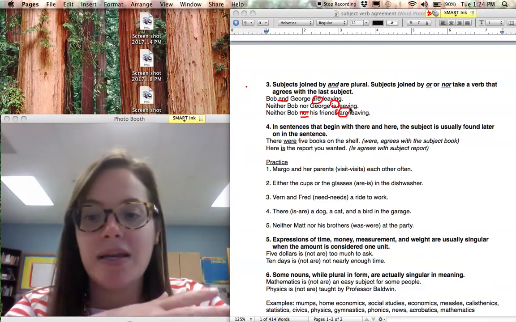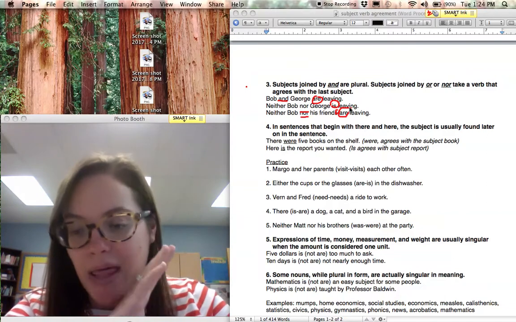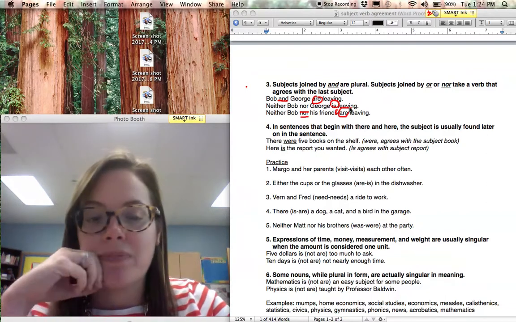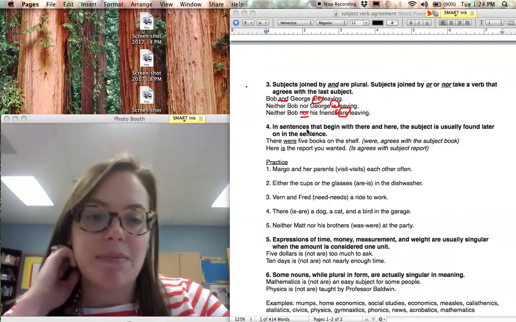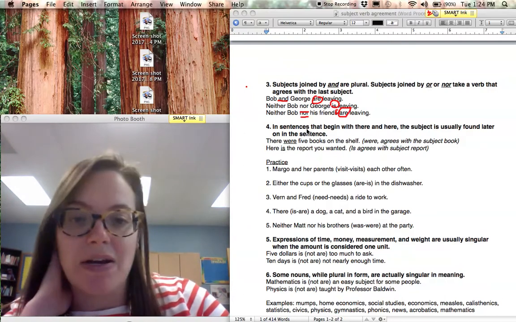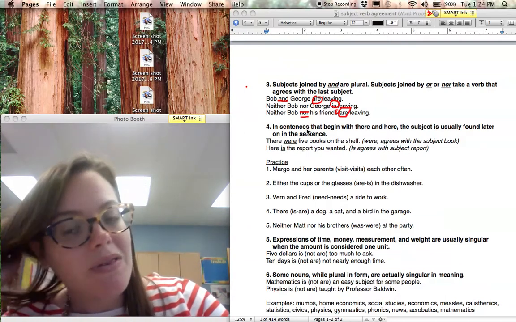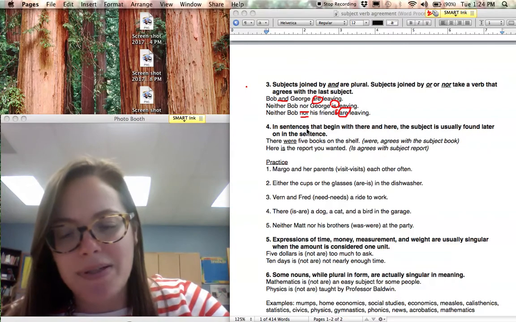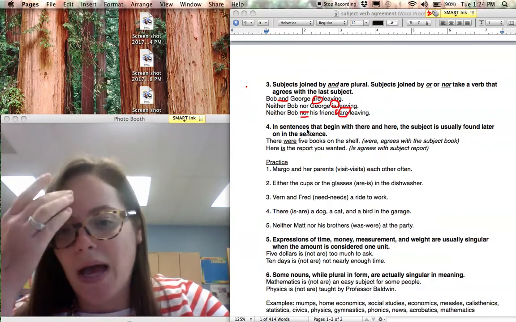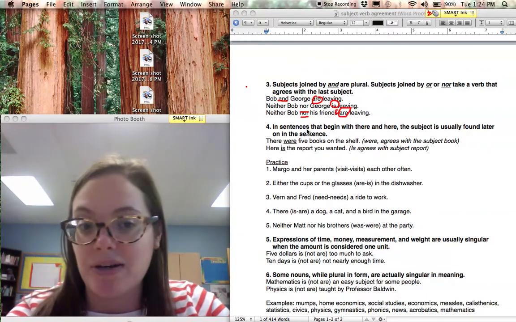Okay, so whichever one comes closest to the verb, that's the one you go with. In sentences that begin with there and here, the subject is usually found later on in the sentence. So with there and here, you can't tell whether it's going to be singular or plural. You've got to look at what that there or here is referring to.